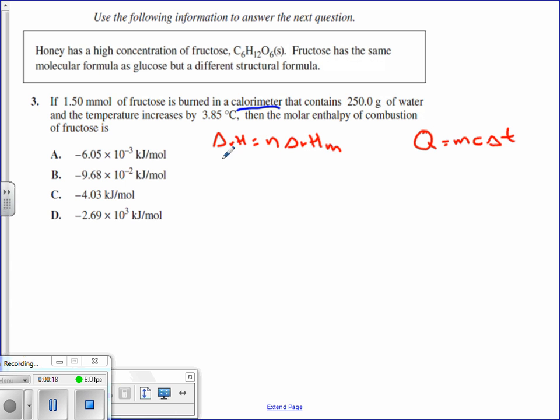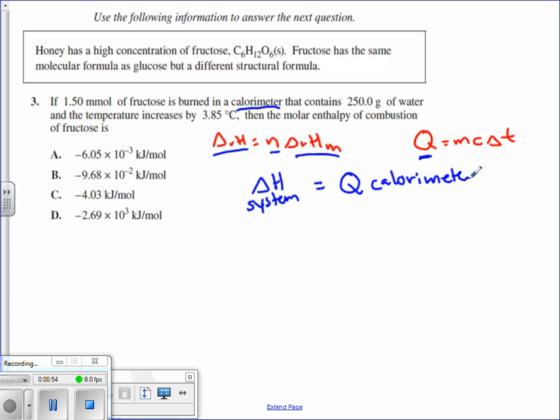Given these two equations that we've learned, I know that enthalpy of a reaction equals number of moles times molar enthalpy of the reactant. Also, I know that energy, Q, is equal to mc delta T. So given these two equations, we can put them together to make up the situation for a calorimeter. So I know that delta H of my system, which means these are my reactants, this is the chemical reaction, is equal to Q of the calorimeter.